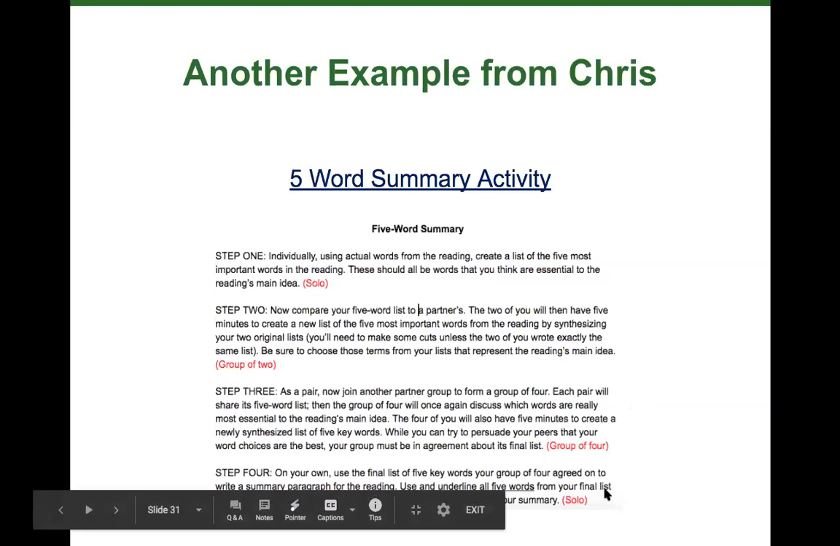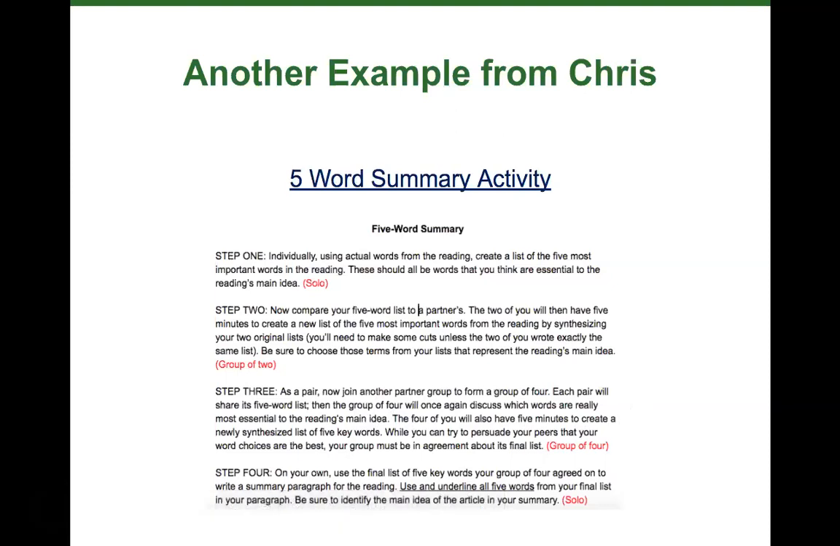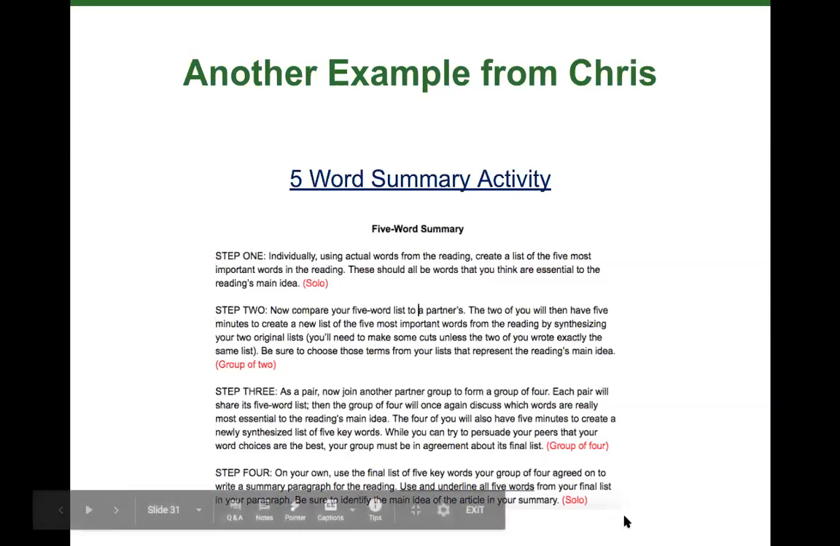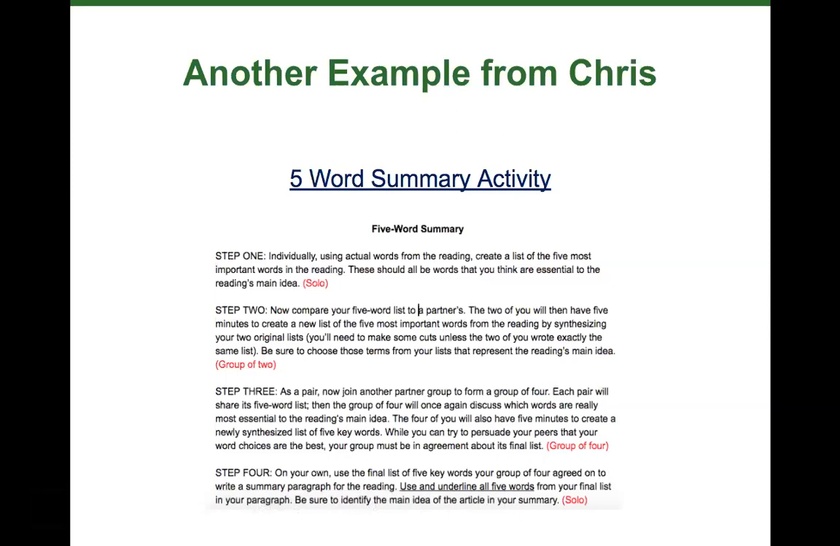And then finally, you go back individually, and using the list of 5 words that came out of your group of 4 time, you have to write, it's usually a paragraph summary of the reading, and you have to underline the words that your group of 4 agreed were the most essential to that reading. I like this because it helps focus students on essential words, which become part of the summary. That makes the summary more text-based, and it tends to focus them more on the ideas in the reading.